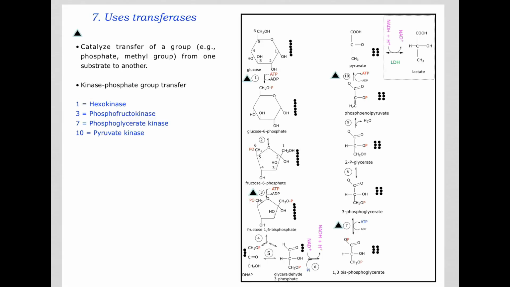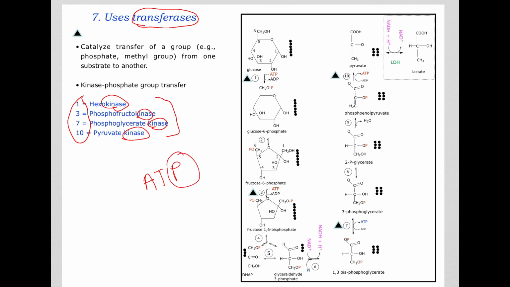So 4 of the 10 reactions in glycolysis use the enzyme class that we call transferases, and more specifically kinases, the transfer of a phosphate group. This is a very important class of enzyme, and not surprisingly, because this is related to energy, because we are talking about ATP, and ATP has phosphate groups. So transfer of a phosphate group is related to energy transfer.